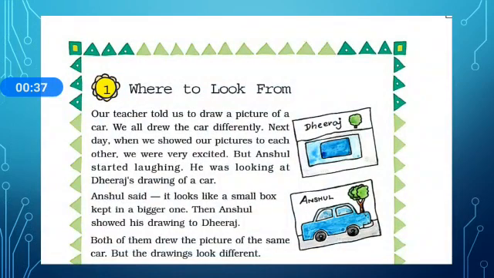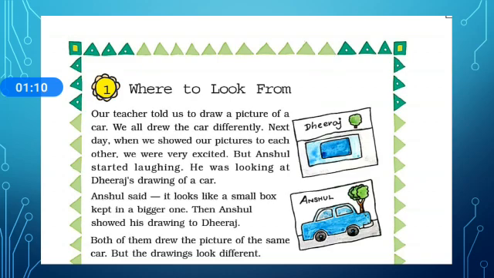This chapter is based on a small incident. Let me narrate that incident. Our teacher told us to draw a picture of a car. We all drew the car differently. The next day, when we showed our pictures to each other, we were very excited. But Anshul started laughing. He was looking at Dheeraj's drawing of a car.